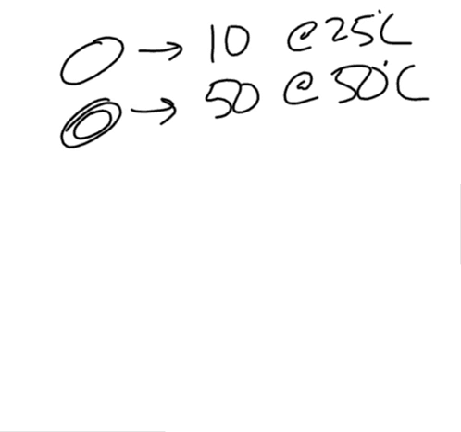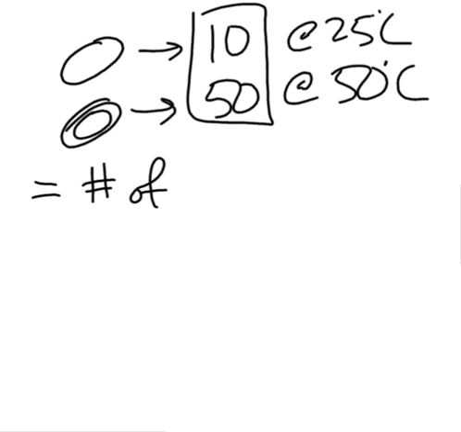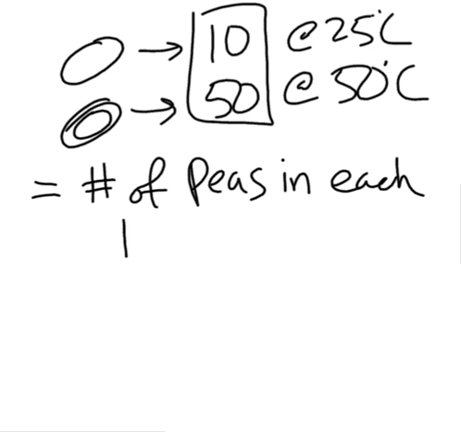This right here is going to be an issue, okay? Because obviously 50 peas is going to be respiring and absorbing more oxygen than only 10. So we need to make sure that we have an equal number of beans or peas in each tube. Okay, so that's one thing we need to have. We need to have equal volume as well.